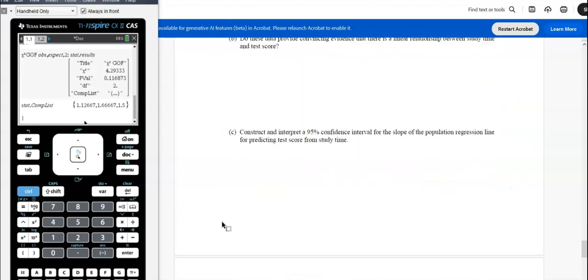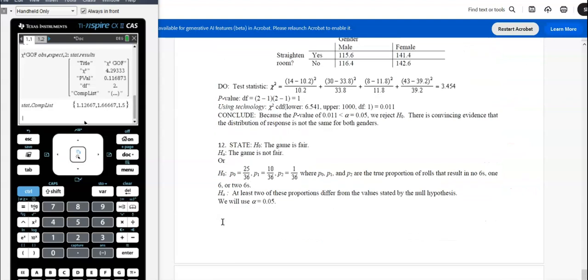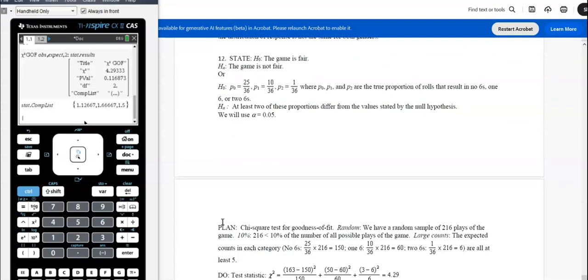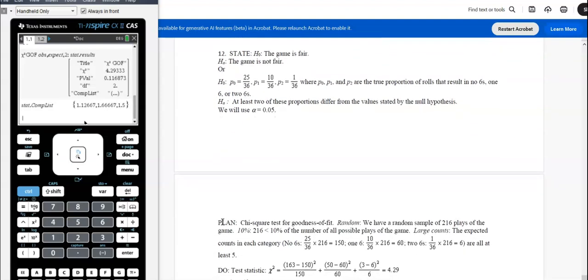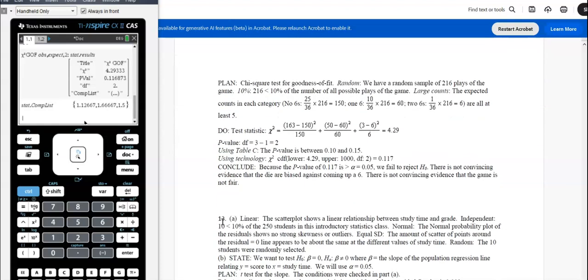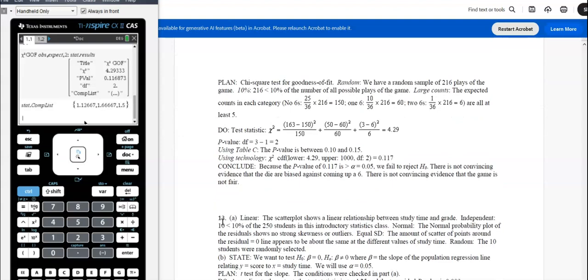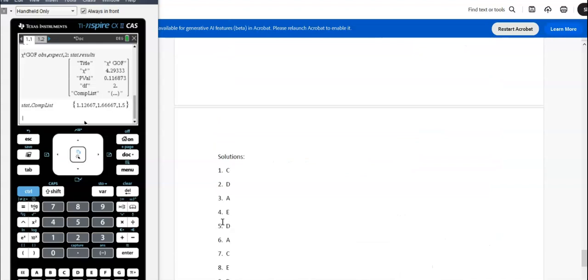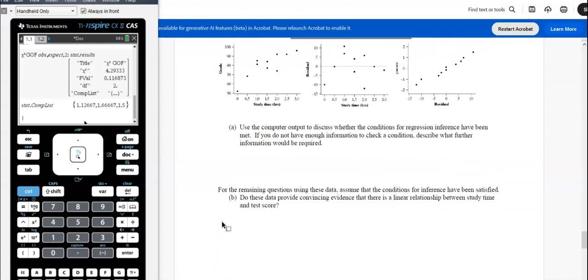Let's see what they said for number 12 for their answers. Game's not fair. They list out 2 possible null and alternates. We used words, which was fine. This one, did we miss anything? We fail to reject. There's not convincing evidence that the game is not fair. Perfect. Okay. And finally, the last question.